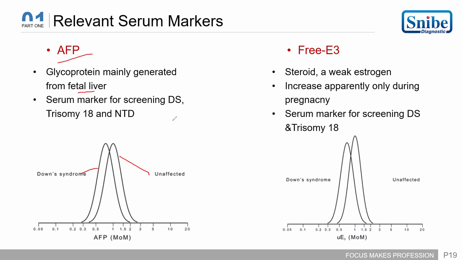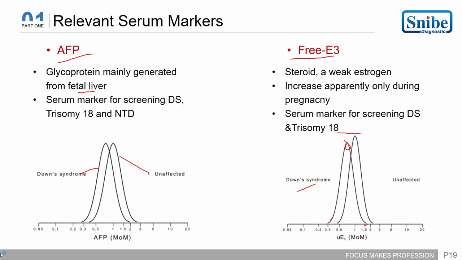If we talk about free estriol, that's a steroid, a weak estrogen. It increases apparently only during pregnancy, and it is a specific marker for Down syndrome and trisomy 18 as well. You can see that the MOM value for free estriol is between 0.3 and 1.6. So this is an early non-invasive marker for congenital disorders.